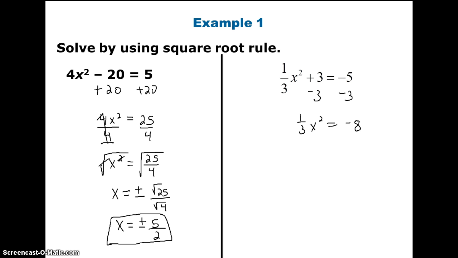We're going to multiply by 3. In order to get rid of the fraction, you just multiply by the denominator. So it's 3 here and 3 over here. So this cancels here. Keep the top of the fraction. So there's the 1. We don't need that 1. So x squared equals negative 24.